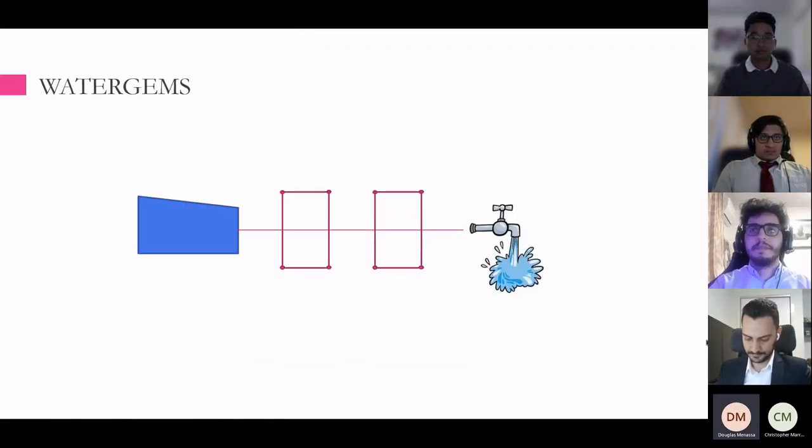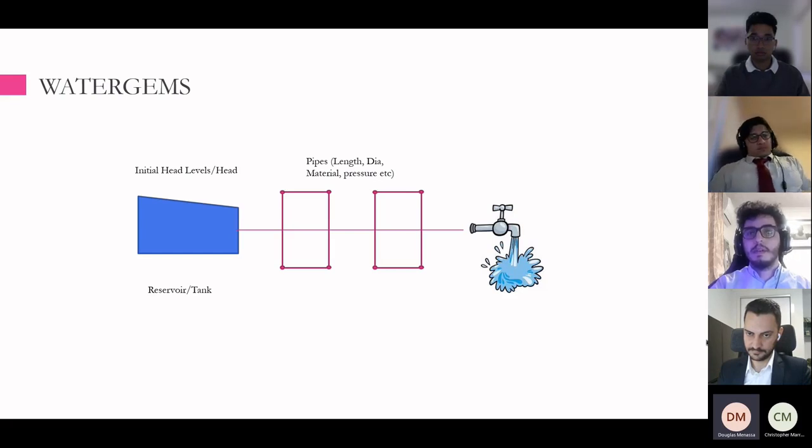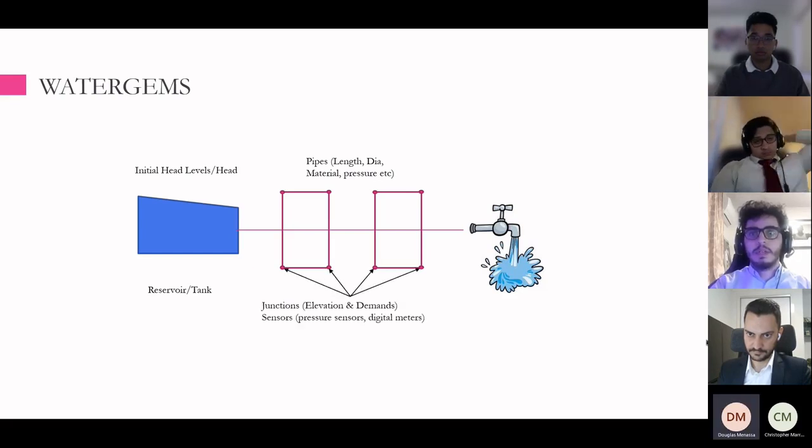Hello, my name is Douglas. Here is a basic water network in Bentley WaterGEMS. We have a reservoir or tank that feeds the network. Next, we need to add in the initial head level, which represents the water available. Next is adding in pipe details such as length, diameter, material, pressure, etc., followed by installing junctions and sensors, which help with naming and locating pipes and detecting leakage.